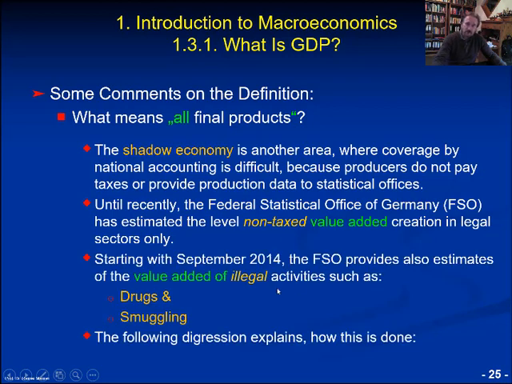Starting with the year 2014, the German Statistical Office provides also estimates of the value added of illegal activities, such as drugs and smuggling. The following digression explains how this estimation is done. I think it's quite interesting. It's however not subject of the written examination, so it's just for information.